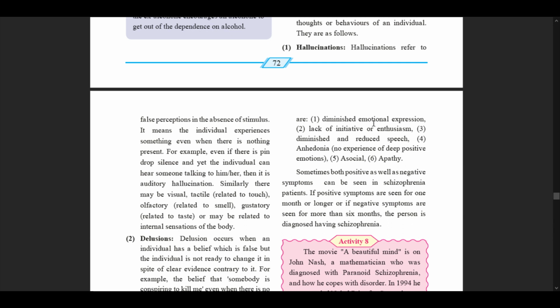or getting that smell again and again without even anything being there, or something like the taste being recognized again and again would be related to the internal sensations of the body. So this was our hallucinations, a part of our positive symptoms.